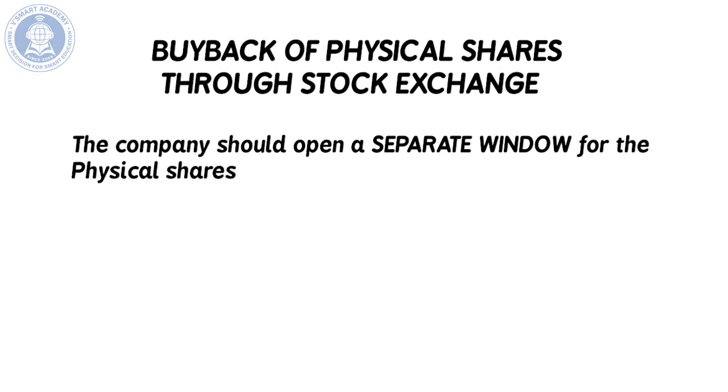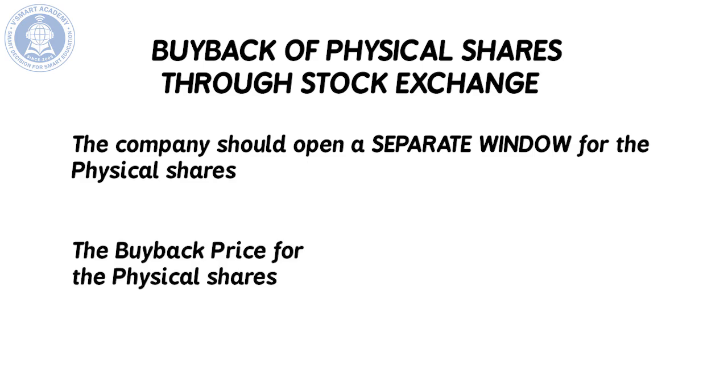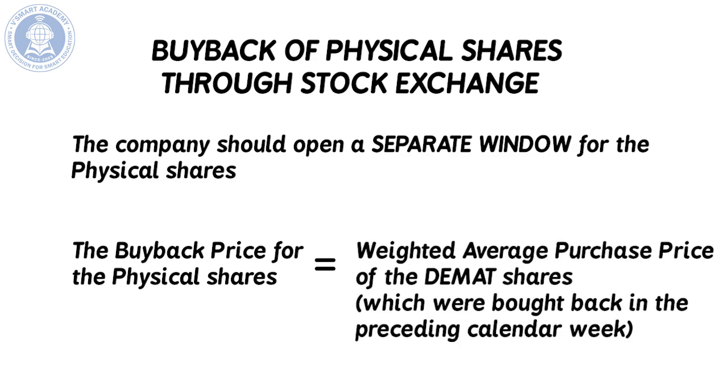What if the company wants to buy physical shares in addition to demat shares? In such a case, the company should open a separate window for the physical shares, and the buyback price for the physical shares should be equal to the weighted average purchase price of the demat shares which were bought back in the preceding calendar week.